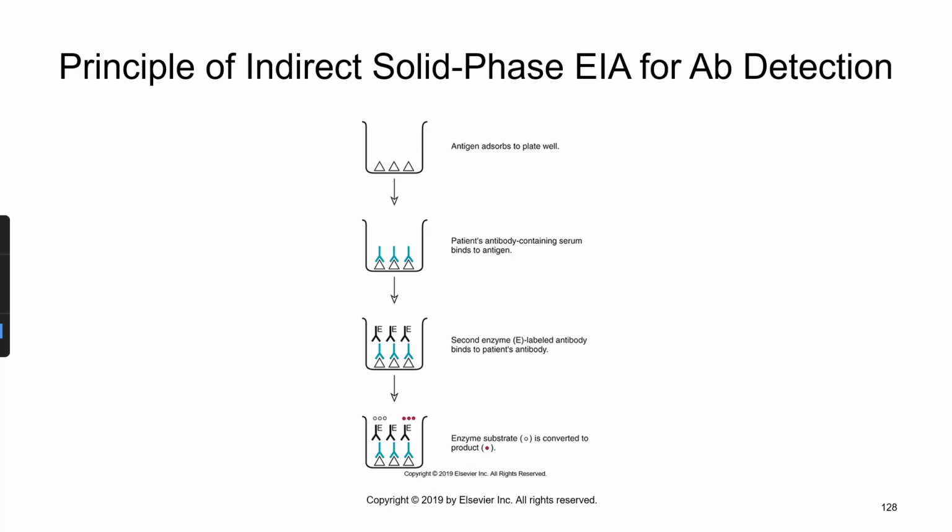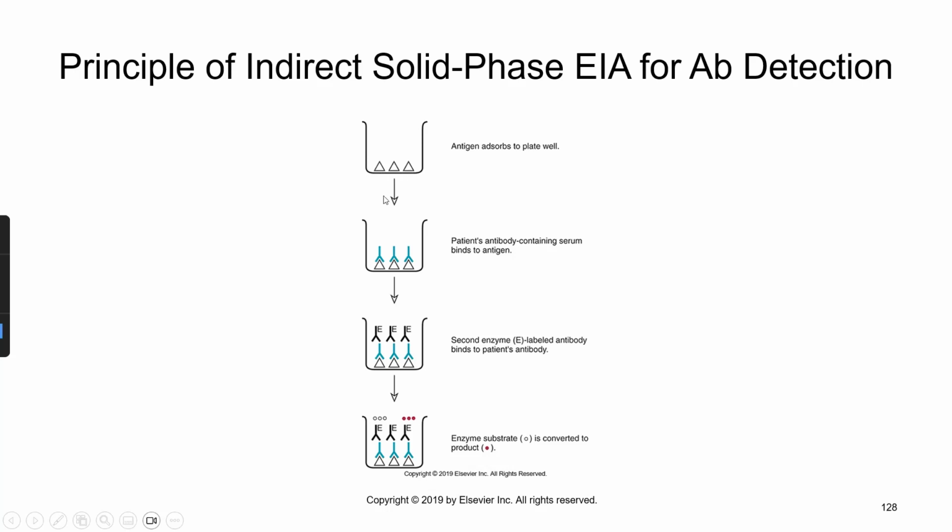Indirect solid phase EIA for antibody detection. First we put the antigen on the bottom of the well, then we put the patient's serum in there. If the patient's serum has antibodies against the particular antigen we're testing for, then it'll bind. Then a secondary antibody that's linked to an enzyme binds, and then you add the substrate to produce the color change. In this example, it's different because now we're starting with known antigen. This is commercially produced known antigen.